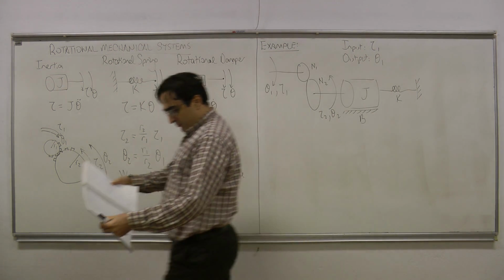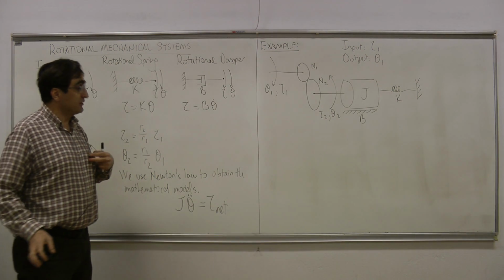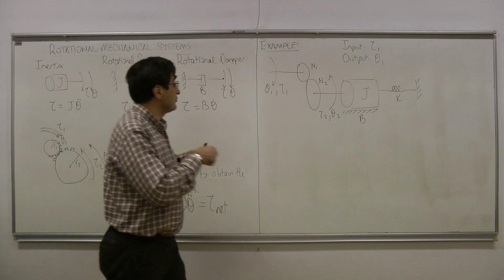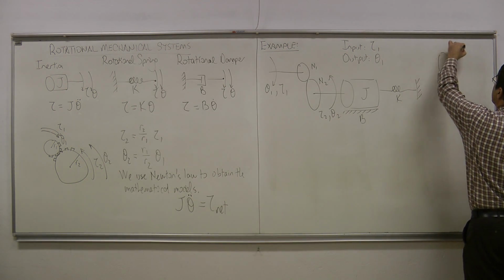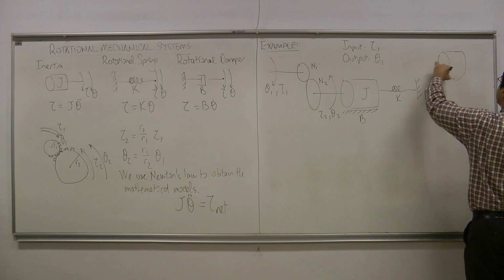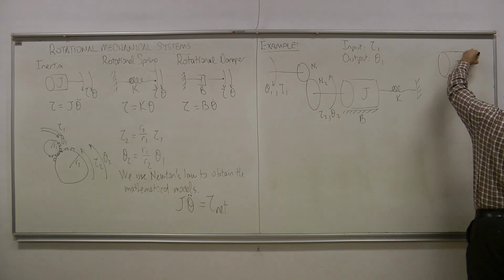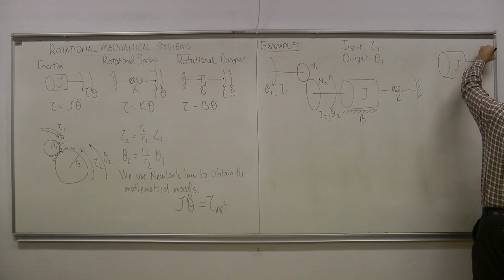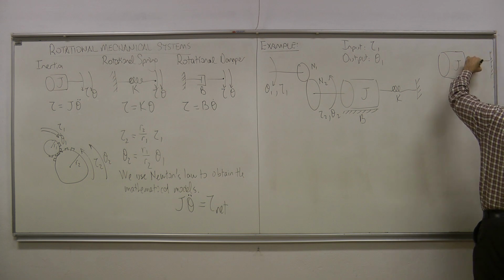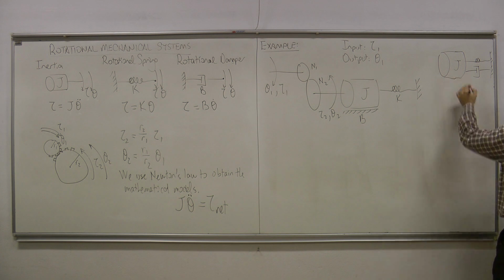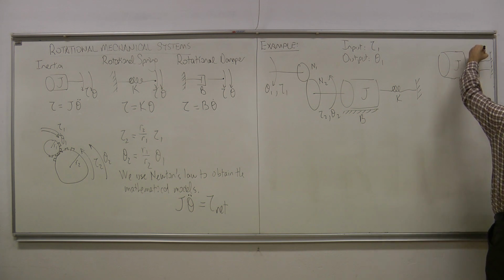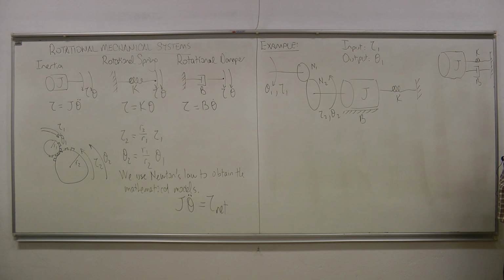So sometimes we show friction in this way, or sometimes we might show it also like this. Okay, these are the same things. So this is my J. Sometimes we show the friction with this and this, like this. These are showing the same thing. So this is K and this is B here.